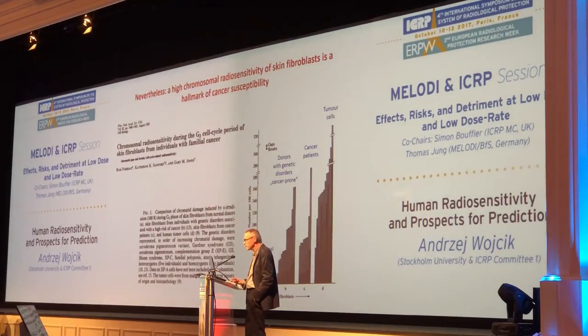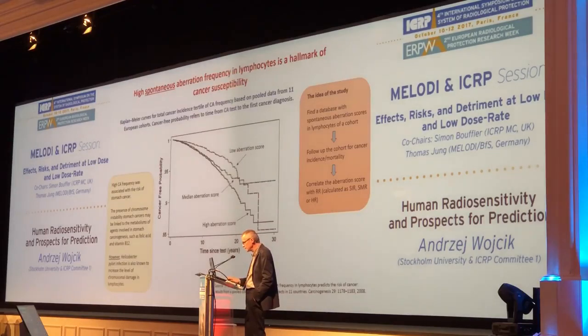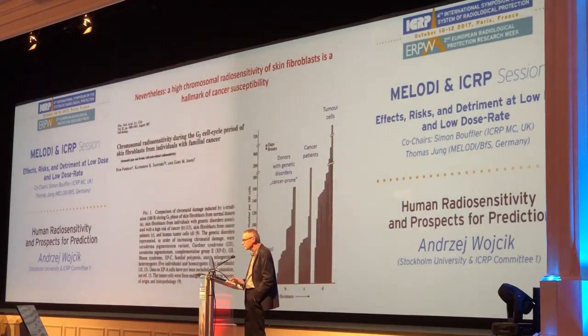And what they found was, what you have here is the number of aberrations per 100 cells, here on the y-axis, and then you have normal donors, you have donors with genetic disorders, which are cancer-prone, cancer patients, and then you have tumor cells. And you see that you have more individuals with a higher aberration score among these, in this cohort as compared to normal donors, and in this cohort as compared to normal donors, and of course in cancer cells. Cancer cells are genetically unstable, so this is what you would expect.